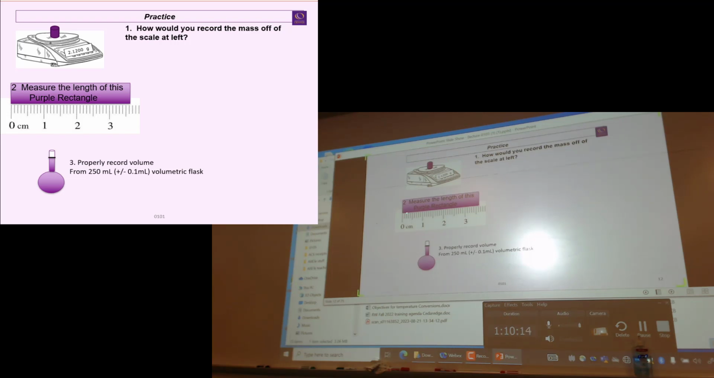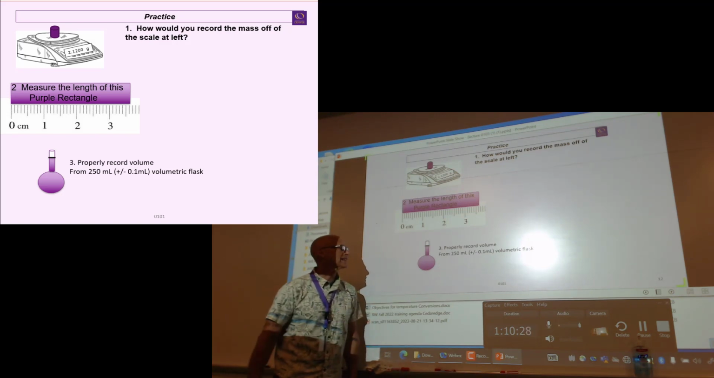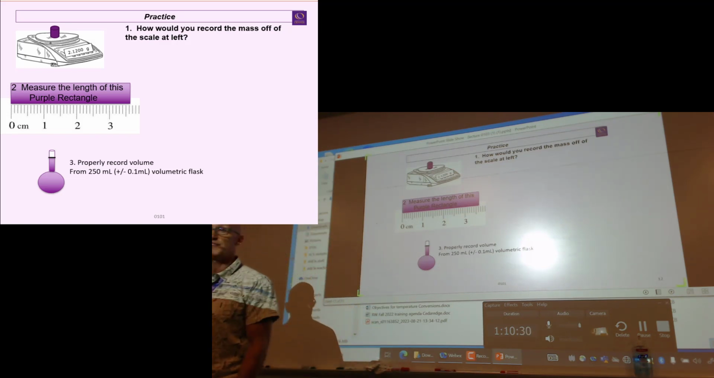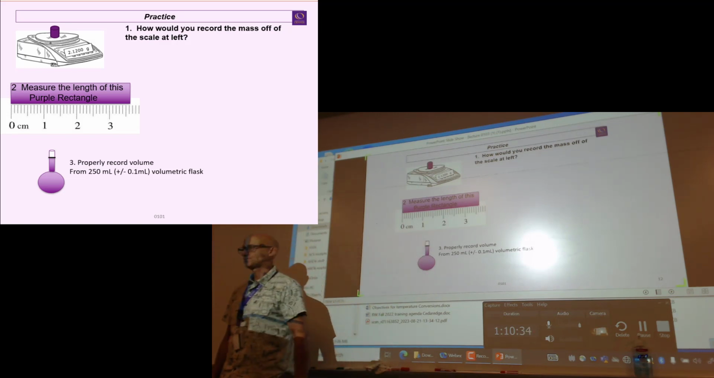What would you call this? It's analog, right? And then this one I'm trying to say, hey, it's a 250 ml flask, but it's got this plus or minus 0.01 marked on the glass. So how do I write this down? If I filled it right to the 250 mark, how should I write that down?